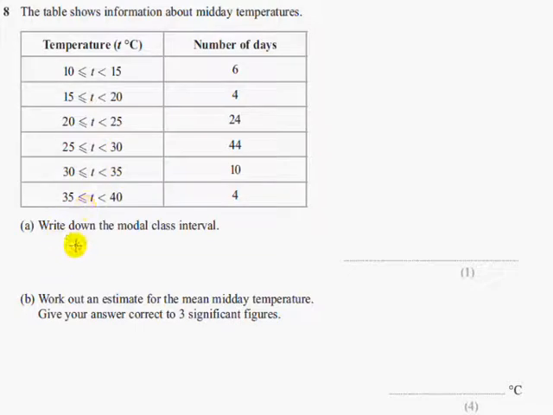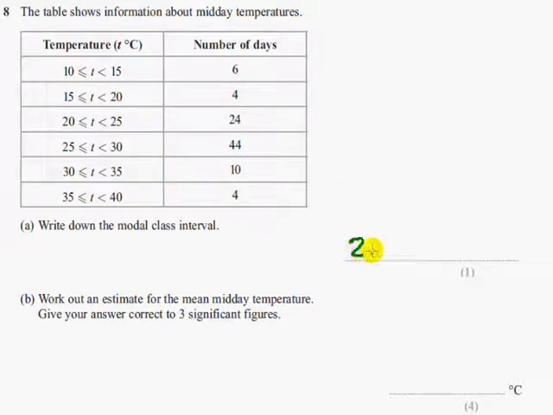Now part A says write down the modal class interval. Now the mode is the most common. The class intervals are here. Which one was the most common? There were 44 days that were greater than or equal to 25 degrees but less than 30 degrees. That was the most days, so that is the modal class interval.